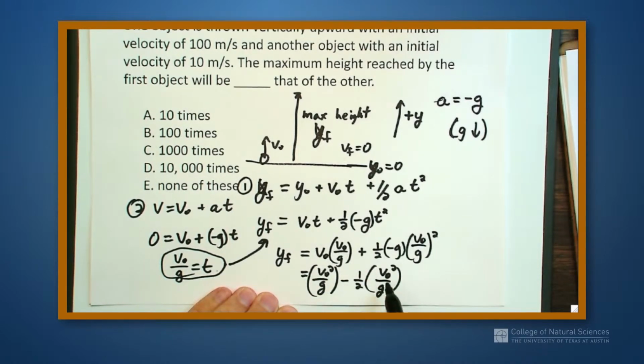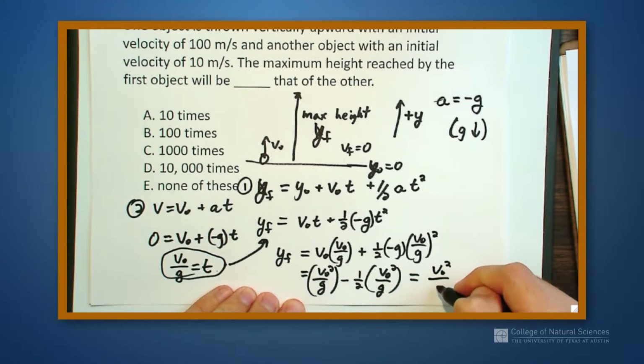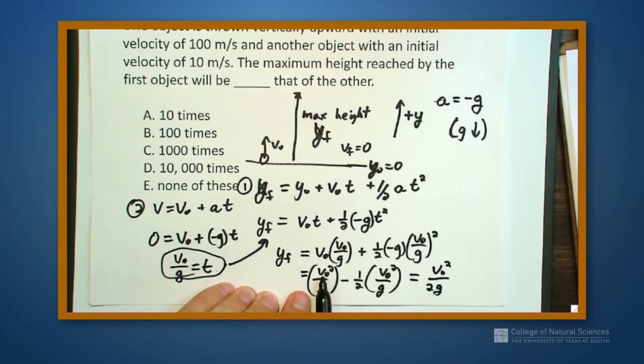minus 1/2 of the same quantity. So this is just v naught squared over 2g. One full value of v naught squared over g, I subtract off 1/2 of a value of v naught squared over g, and I'm left with my final y position is equal to v naught squared over 2g.